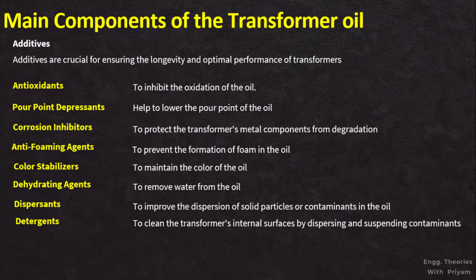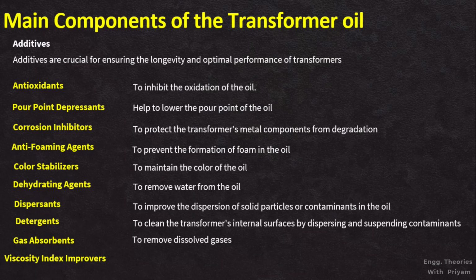Detergents. Detergents help to clean the transformer's internal surfaces by dispersing and suspending contaminants and preventing the formation of sludge and deposits. Gas absorbers. Gas absorbers help to remove dissolved gases such as oxygen and nitrogen from the oil, reducing the risk of arcing and corona discharge.